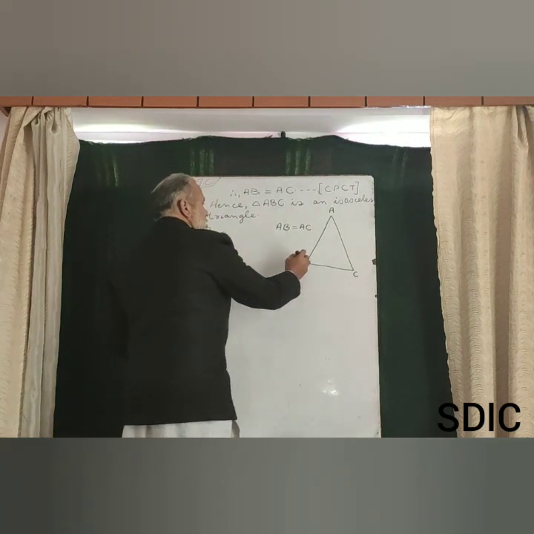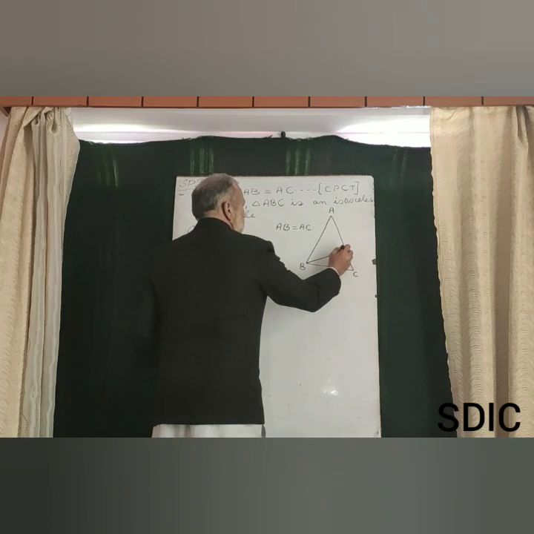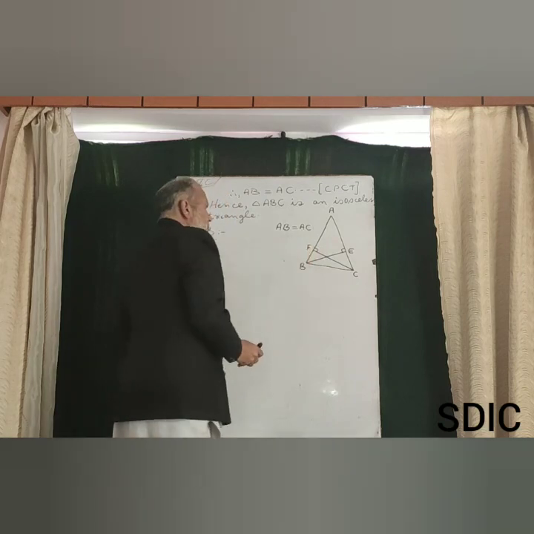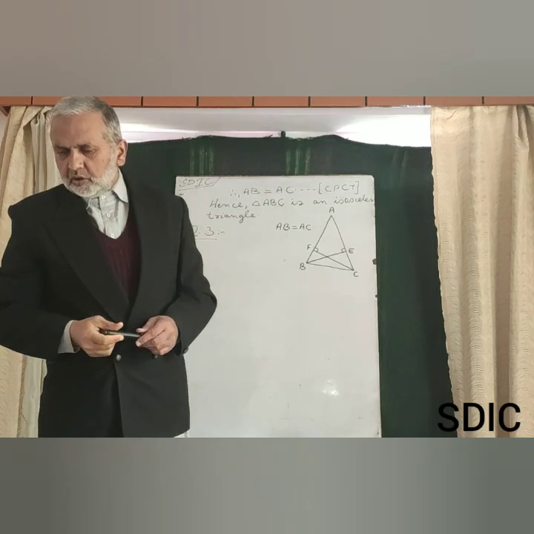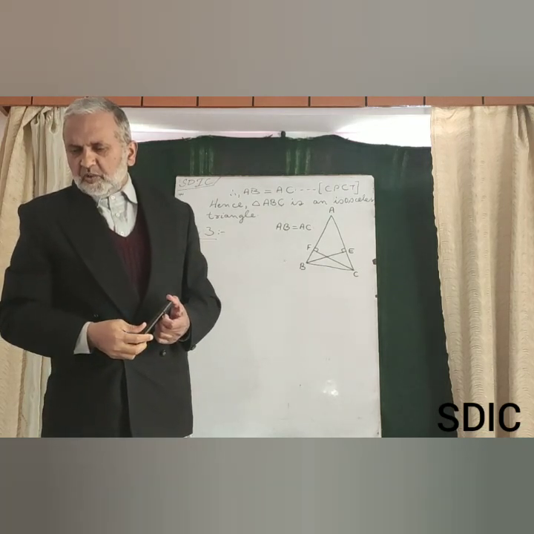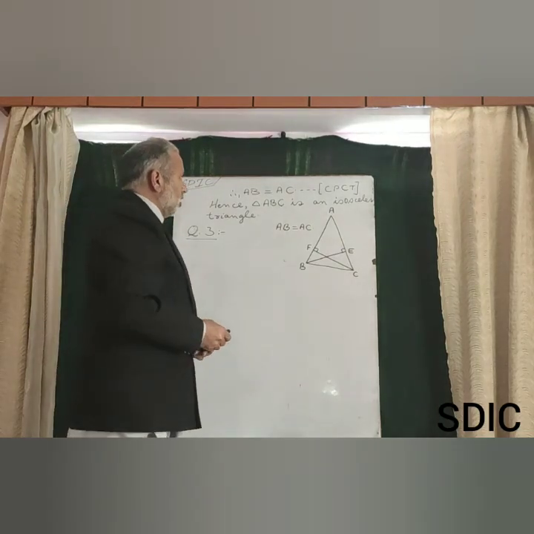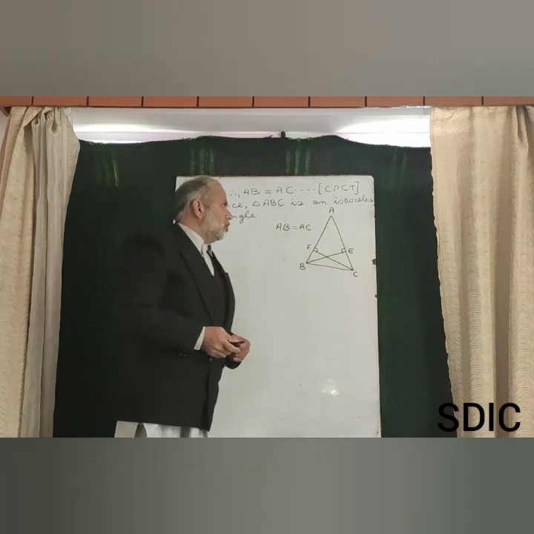BE is the altitude drawn from B to AC side. CF is the altitude drawn from C to AB side. BE and CF are the two altitudes drawn to the equal sides AC and AB respectively. We have to show that these altitudes are equal. Altitude BE we have to show is equal to altitude CF.